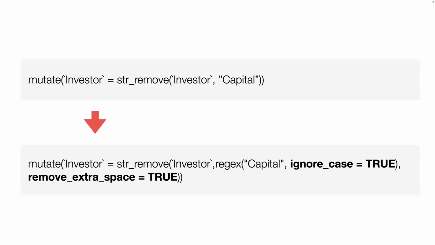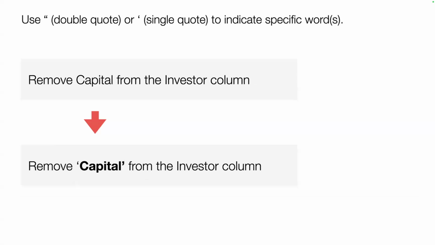The second one actually works even better because it gives you that argument of, hey, you want to ignore the case, uppercase or lowercase, and just match whatever. Another thing is, after you remove a certain word, hey, do you want to remove the extra space or not? So the second one, from my point of view, is better. That's the kind of difference.